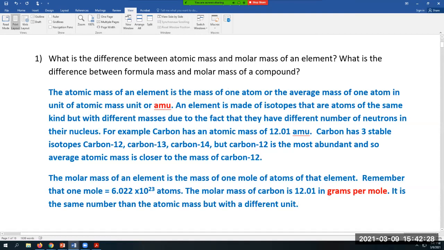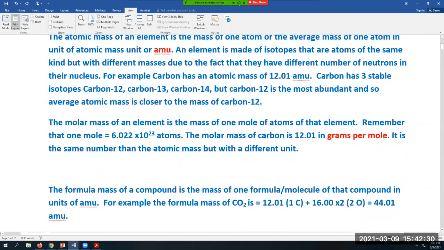It's the same principle with the formula mass. So the formula mass of a compound. This time we are talking about a compound. The mass of one formula is obtained by taking the atomic mass of each atom in the formula, multiplied by the number of atoms you have in that formula. It's also going to be in units of AMU, because it's just for one formula.